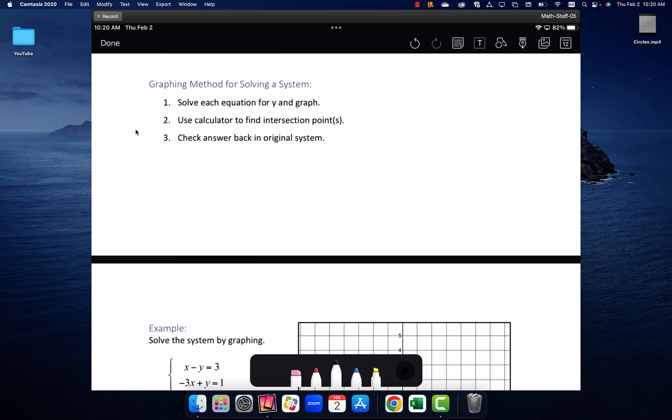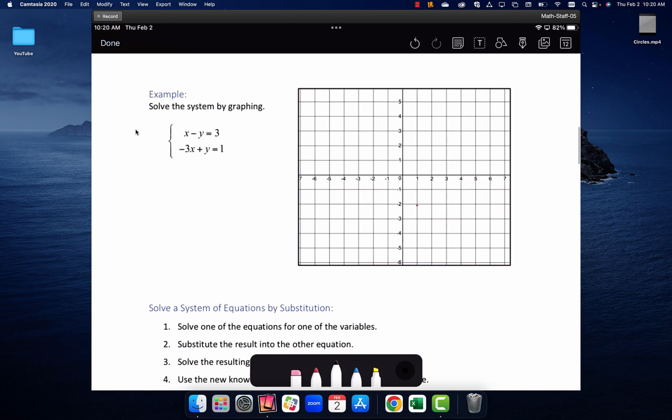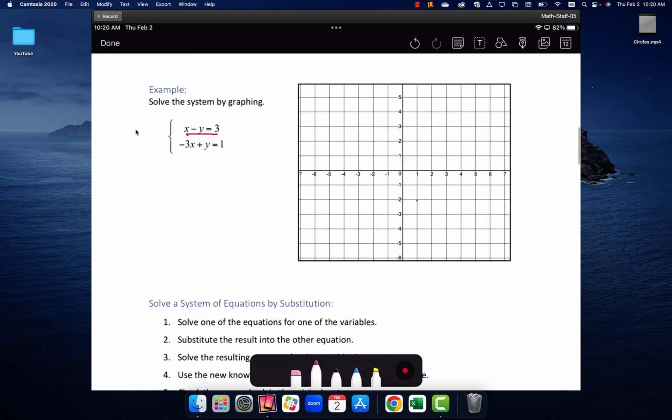To solve by graphing, we're going to graph each equation and then see where they intersect. For example, let's look at this system. We'll start by solving for y, isolating the y so we can put it in slope-intercept form. x minus y equals 3. First thing we'll do is subtract x on both sides, and then divide by -1, and we get y is equal to x minus 3. So let's graph that. -3 is our y-intercept. Our slope is 1. So we can go up 1, right 1, and continue that pattern as much as we need.